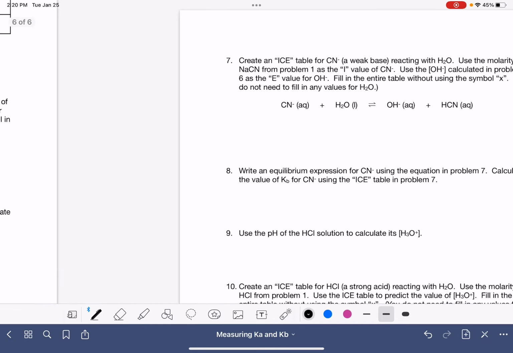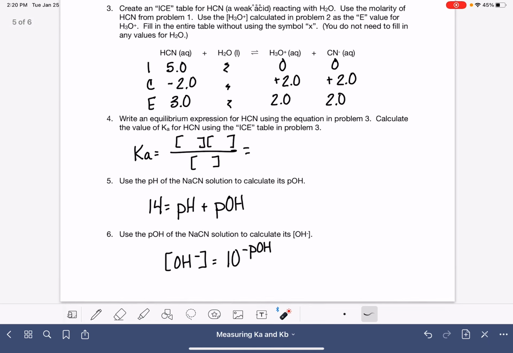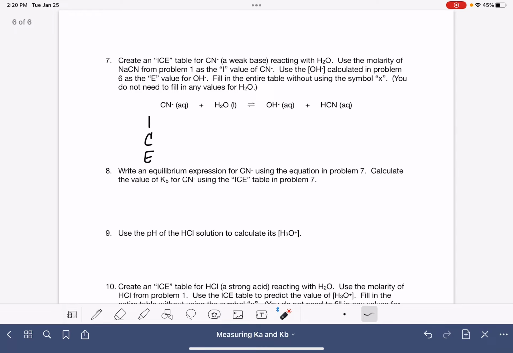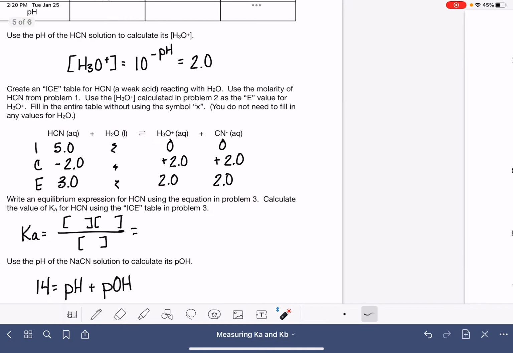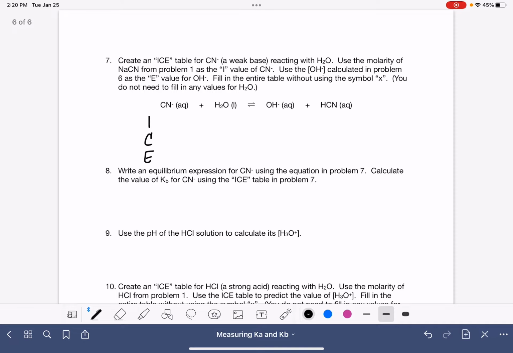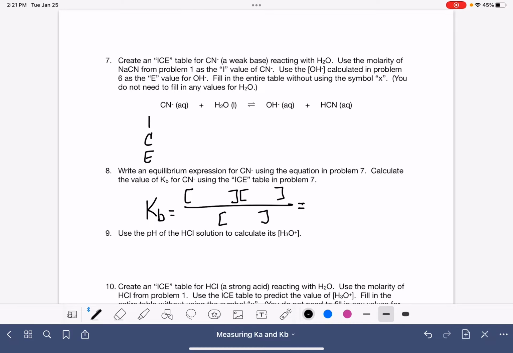And with that information, you're going to make an ice table pretty much exactly the same way that you just did. You're going to write in your initial molarity of cyanide. These will be zeros. You'll plug in your OH minus concentration, the one that you just calculated right here. And you'll fill in the rest of this ice table just like you did in this spot. So there won't be any x values. Once you get that all filled in, then you will be able to calculate the equilibrium constant. You'll write up a Kb expression because this is a base. And you will plug the numbers in from this ice table into the Kb equilibrium expression, and you'll solve.